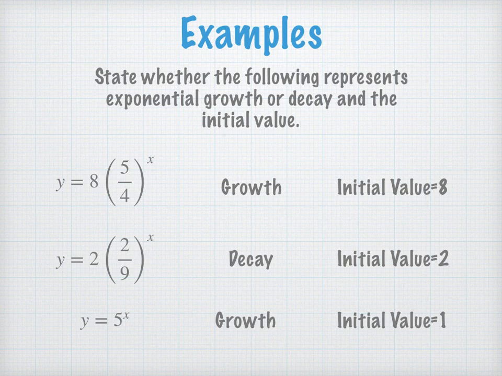If we think about it the other way, by saying let x equal 0, what does y equal? It's a little bit easier to see that our initial value should be 1. 5 to the 0 is 1 because anything raised to the power of 0 is 1. So if we plugged in 0 for x, we would get that y equals 1. Thus, our initial value is 1.